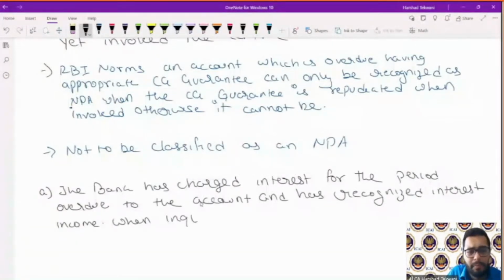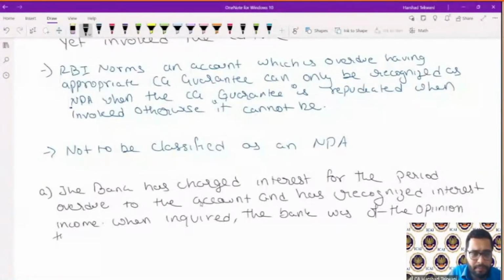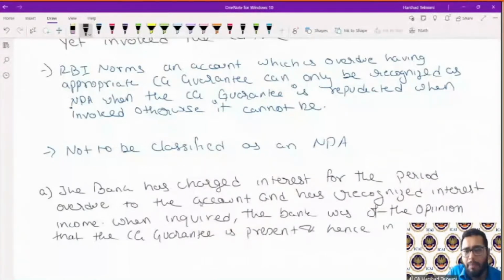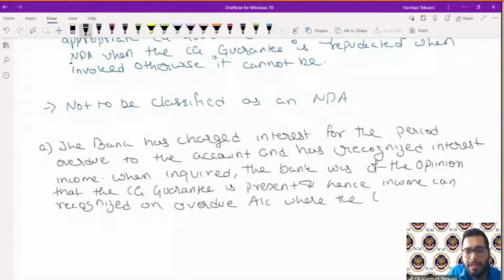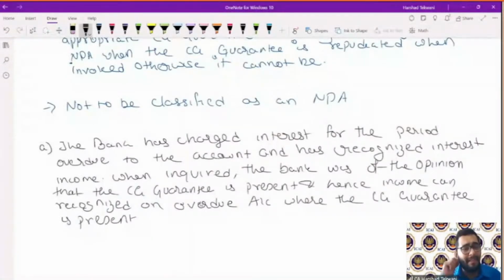When inquired, the bank was of the opinion that the central government guarantee is present and hence income can be recognized on overdue amounts where the guarantee is there, on overdue accounts where the central government guarantee is present. Now you need to verify whether this is appropriate or not. Whether the bank can recognize interest on the account which was overdue although they have a guarantee.